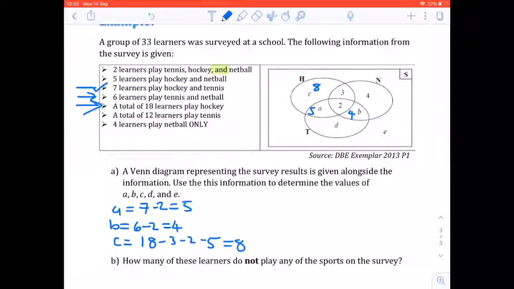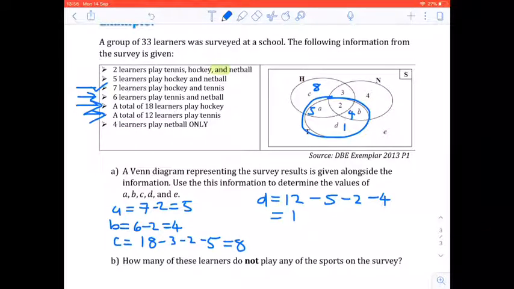So 8 people play only hockey. And then let's look at D. So D is only tennis. So then we go to that next bullet. A total of 12 learners play tennis. So 12 minus our intersections that we already have within that circle of tennis. You can see that circle of tennis is there. We've already got a 5, a 2, and a 4. So we need to subtract those. So then the total for D will be 1.